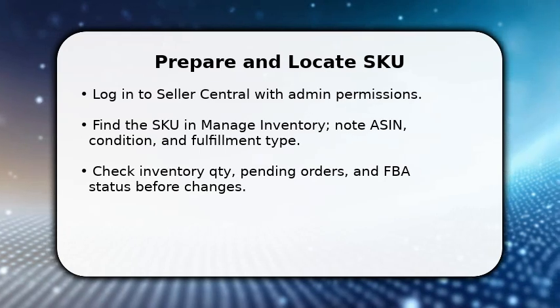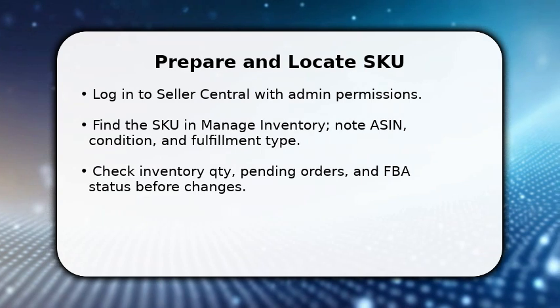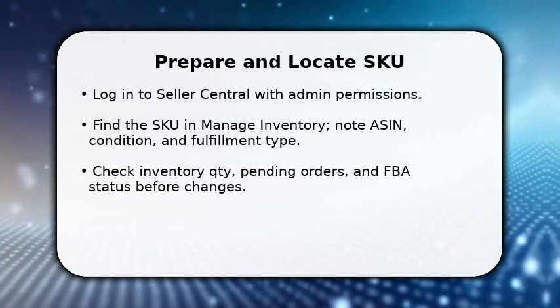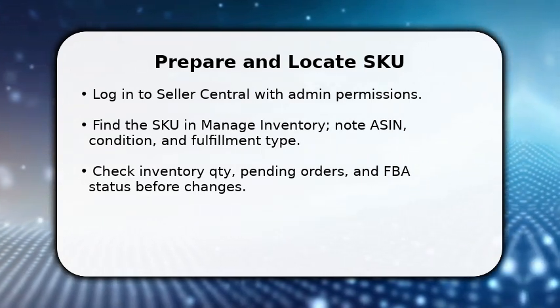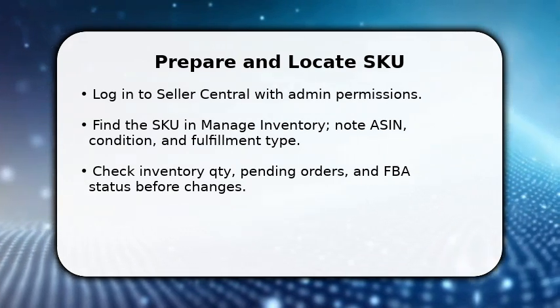You start by signing into Seller Central with an account that has listing management rights. Once logged in, go straight to Manage Inventory and locate the exact SKU you want removed. Note the ASIN and whether it is FBA or merchant fulfilled.